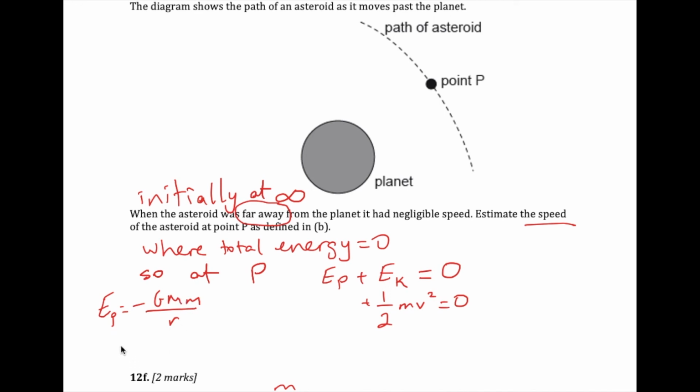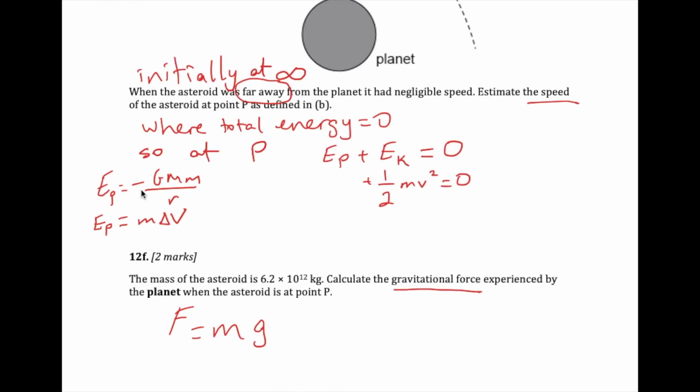But we also know one thing. This is given in the data booklet. This is m delta V. Actually, it's given as work equals m delta V, but the work is coming from initially infinity, so the potential energy at that point would be the work through that change. Using this expression, we can replace that with m times the gravitational potential at P.